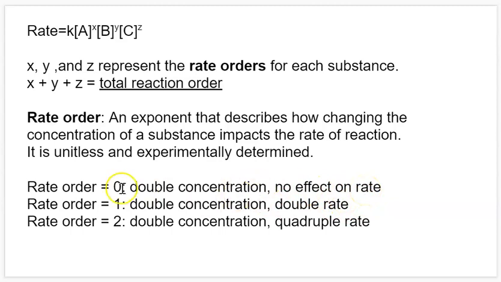If the rate order was 1, that means we have more of a linear relationship. So if we were to double the concentration of the reactants, we'd see a doubling of the rate. Or if we were to triple them, we'd see a tripling of the rate. And then if the rate order was 2, that describes more of an exponential relationship between the concentration and the rate. So if we were to double the concentration of the reactants, we'd see a quadrupling of the rate.